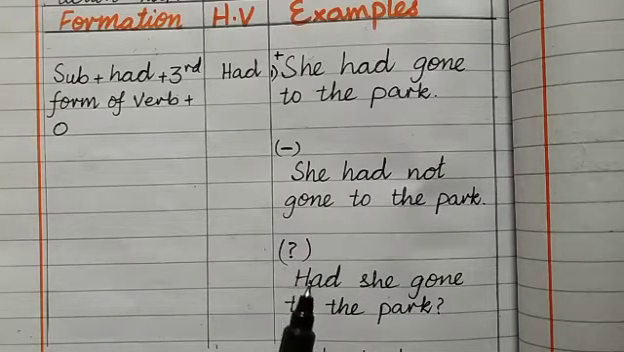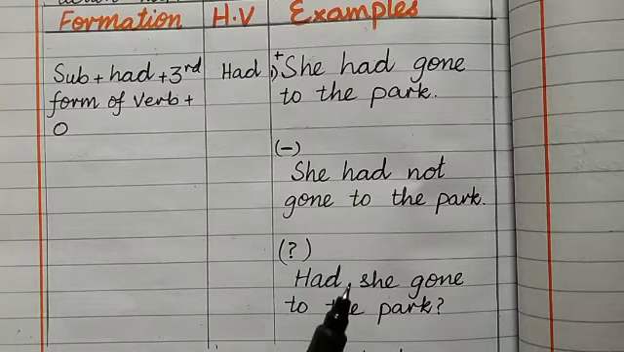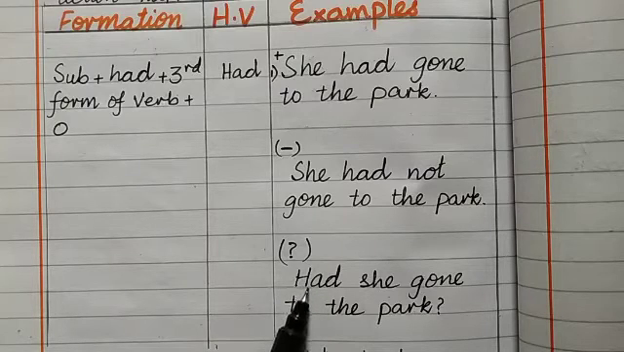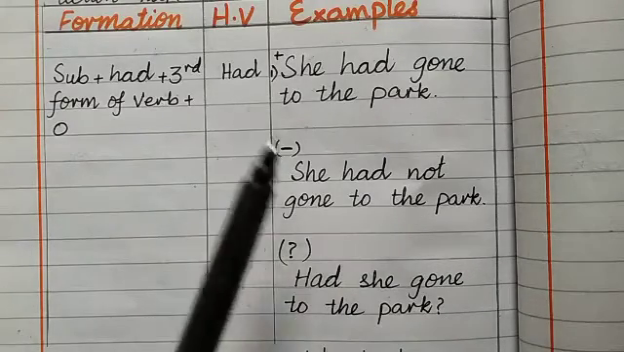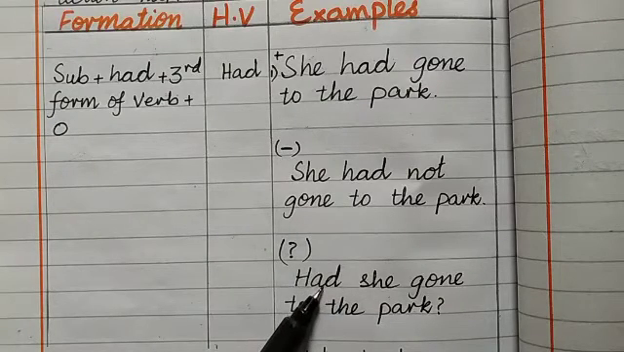And if I'm going to make an interrogative, meaning a question sentence, what we will do, you know that we put the helping verb at the start. We begin our sentence with the helping verb. The helping verb in this sentence is had, so first we write had, and don't forget to capitalize it: Had she gone to the park? And at the end we'll put a question mark. So that's the positive, negative and interrogative sentence of past perfect tense.